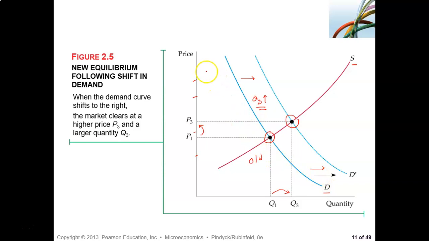And now you can easily experiment. Let us say that for some reason demand has decreased, right? We go from D to D double prime. Then look at that. This is the new equilibrium, right? So this will be P2, and this will be Q2, right? P1 to P2, Q1 to Q2. See that?